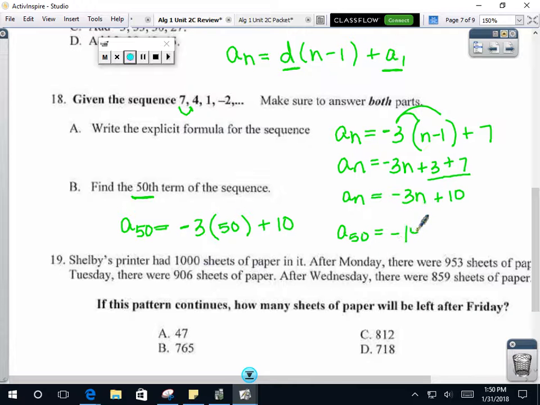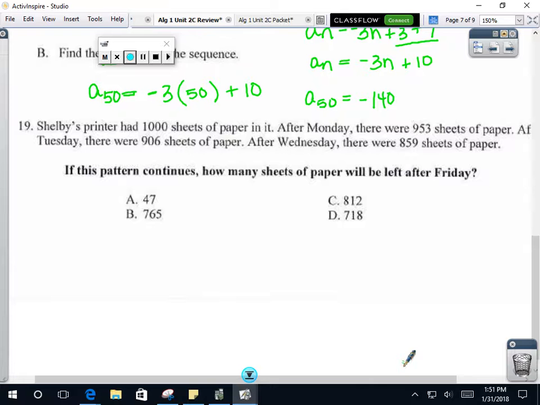Negative 140. Because look, this is negative 3 times 50, which is negative 150, and then negative 150 plus 10 brings you back to negative 140. You just forgot the negative, evidently. Okay, now number 19.